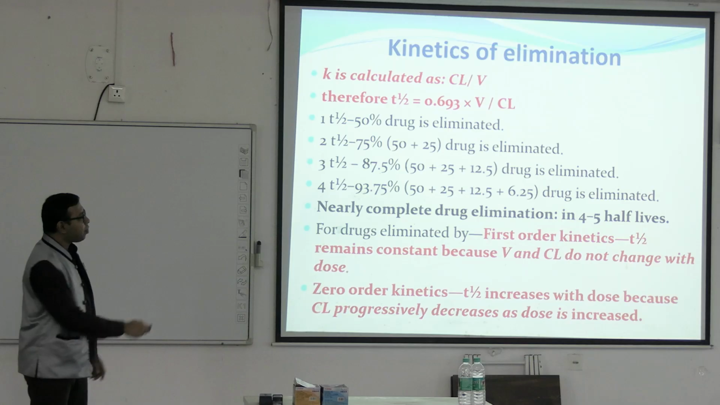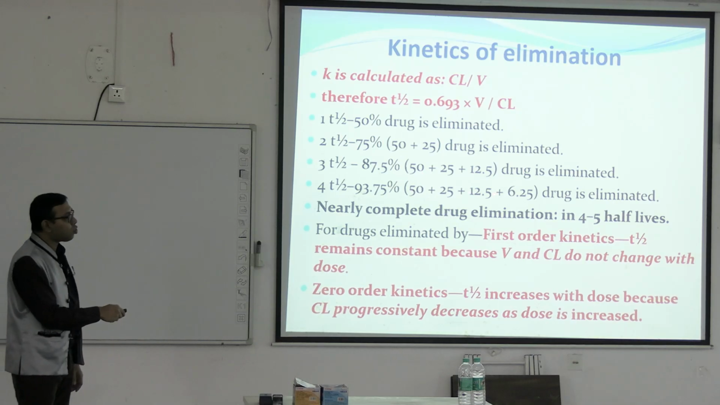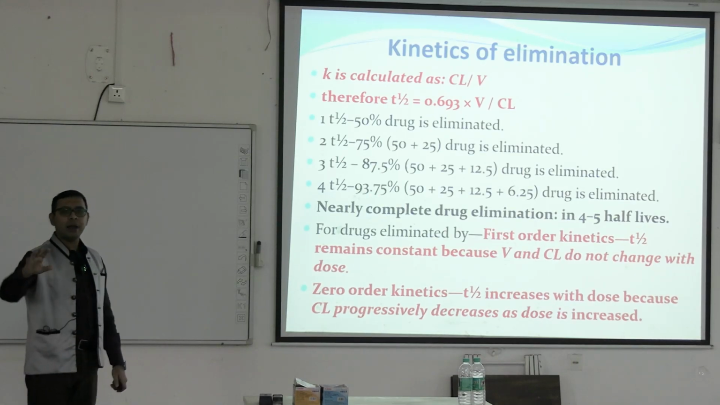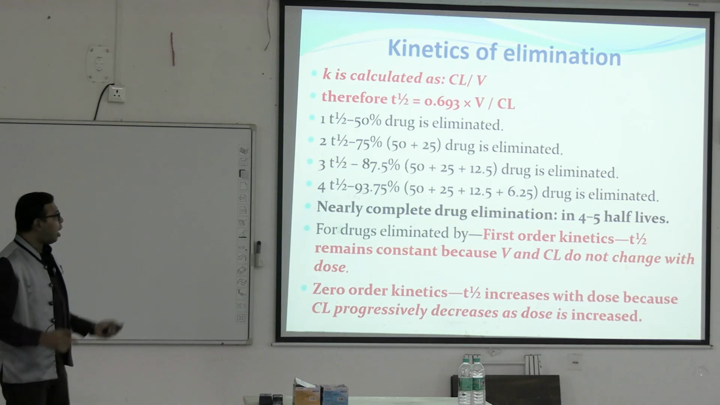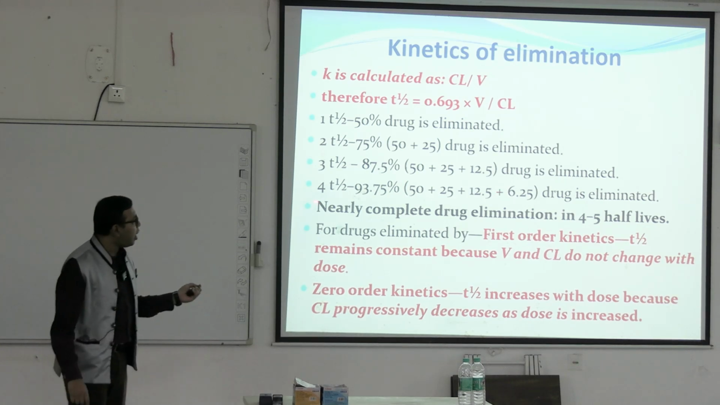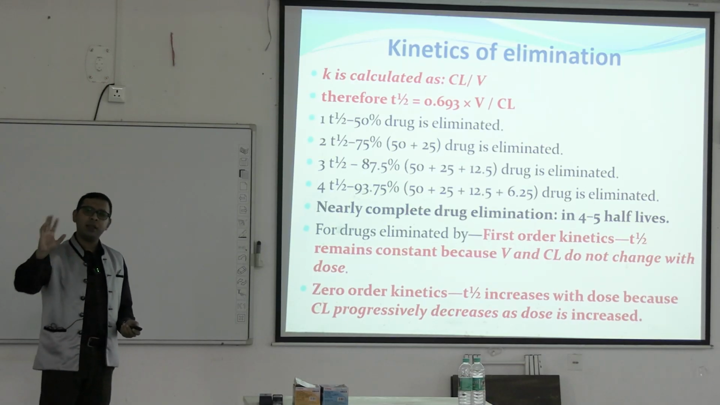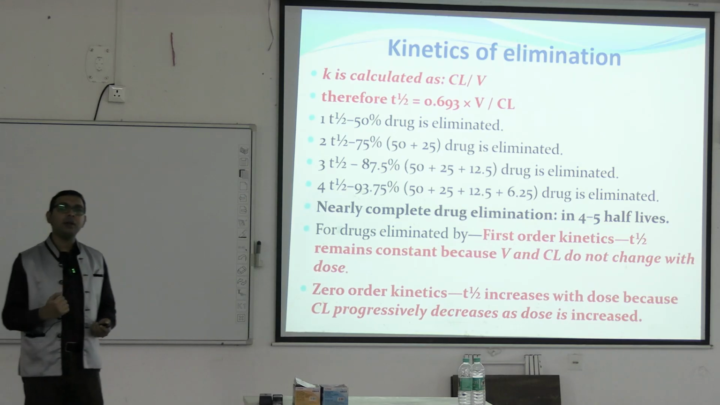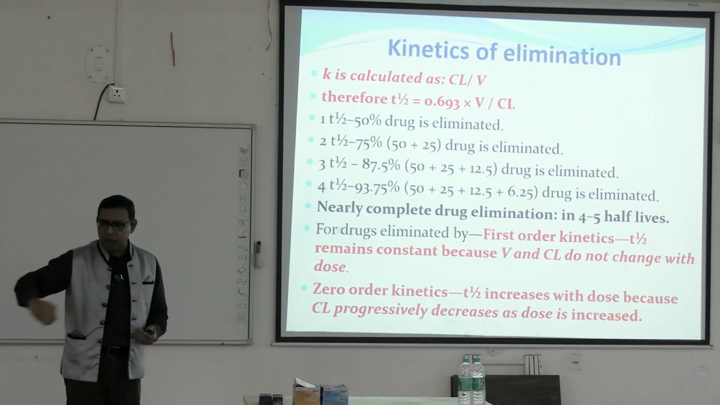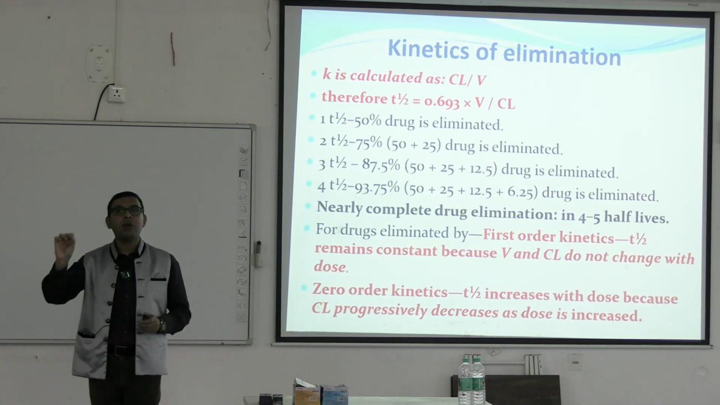After the fifth T-half, 50% of the 6.25 will be 3.125. So we can calculate 50 plus 25 plus 12.5 plus 6.25 plus 3.125, which is approximately 97 or 98%. So we can say that after approximately 4 to 5 half-lives, most of the drug is eliminated from our body. After four half-lives approximately 94% is cleared, and after five half-lives approximately 97 or 98% is cleared. And as we have already seen, first order kinetics is an exponential equation, so it will not come to zero at once; ultimately it is like a slope. So after approximately 4 or 5 half-lives, near total elimination of the drug happens.